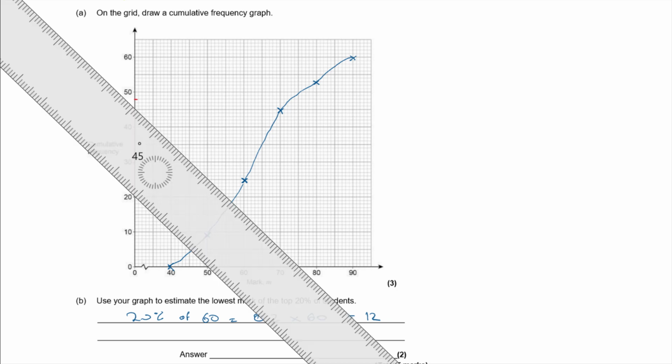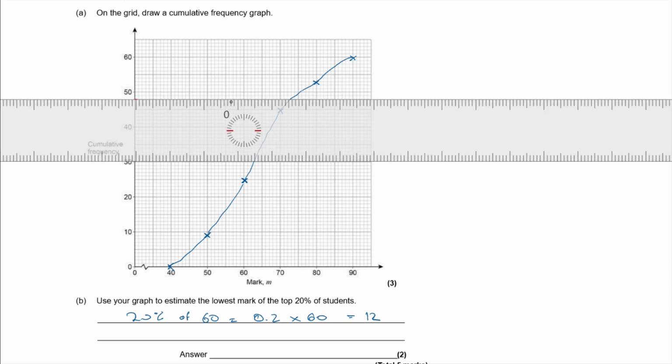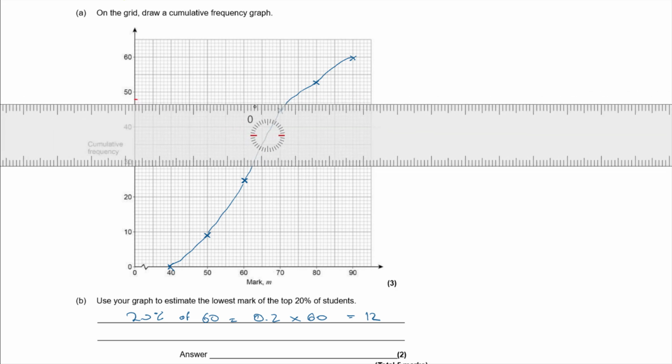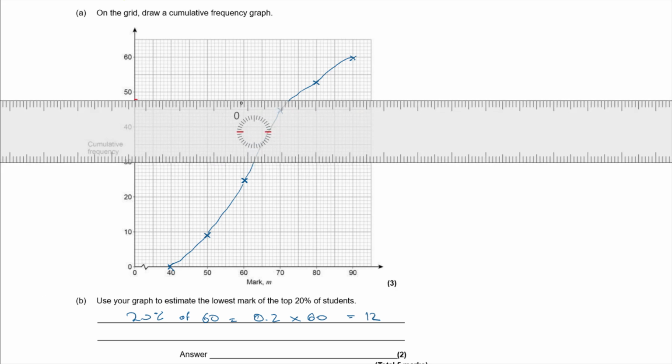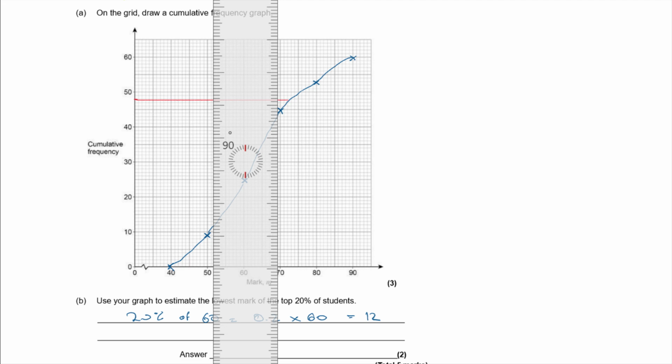So if I then read across from 48 until I hit my graph and down, that should tell me what mark the bottom person in that group got. So just reading across to my graph, switch directions, read down.